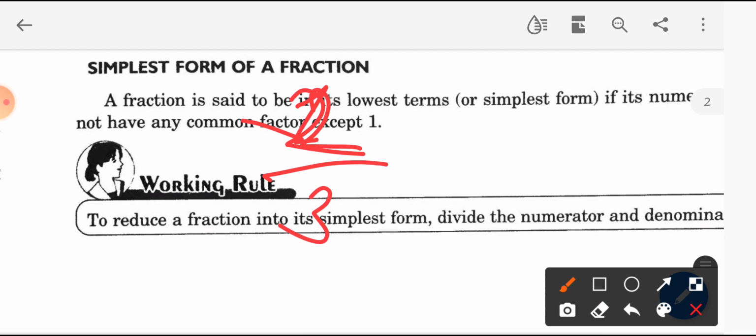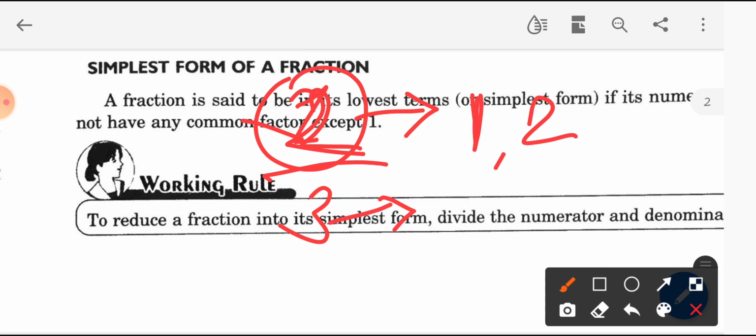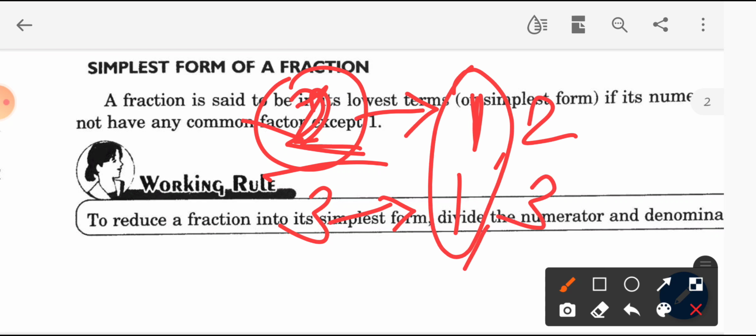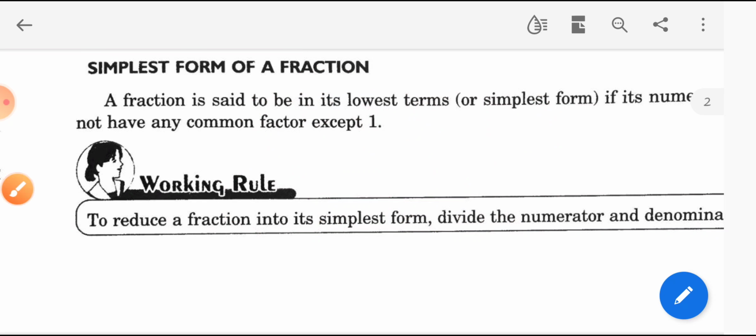For example, you can see here 2 and 3. What is the common factor? What are the factors of 2? Factors of 2 are 1 and 2. Similarly, the factors of 3 are 1 and 3. So which is the common factor here? Only 1. So this is the simplest form.